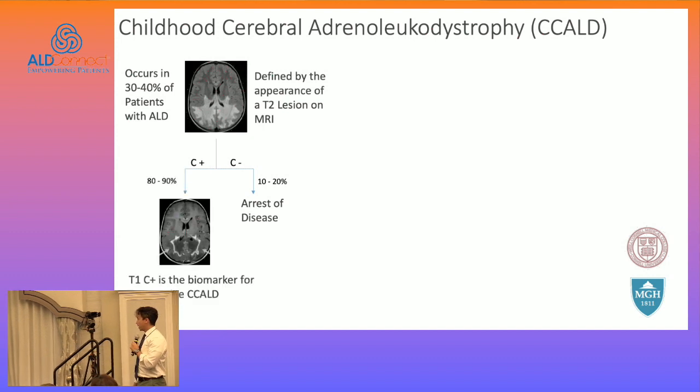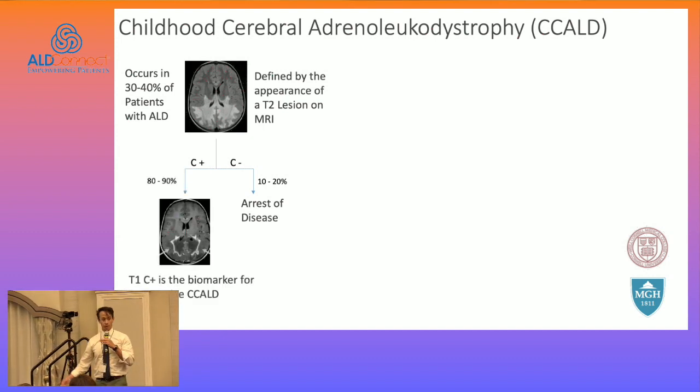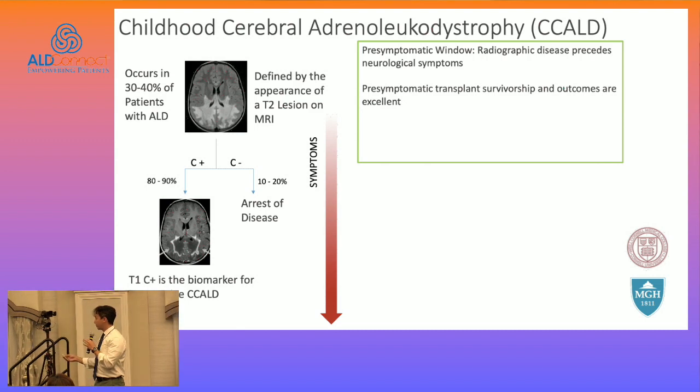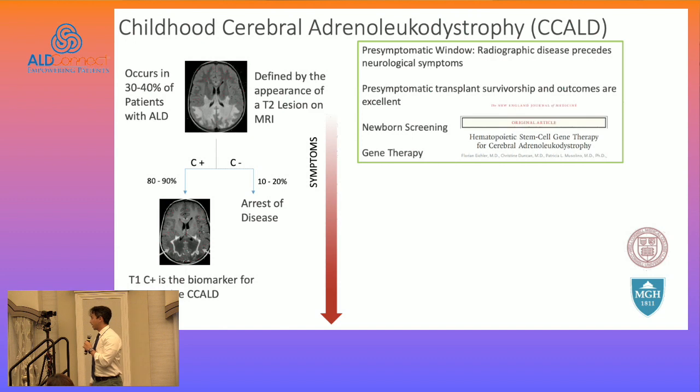This is versus the 80 to 90% who will generate some form of contrast enhancement. That is the marker for progressive disease, and these are the patients that are eligible for transplant. As it turns out, ALD and cerebral ALD is purely radiographic early on. And so there's some good news there. In the pre-symptomatic window, radiographic disease precedes neurologic symptoms. And if you can figure out who to transplant and you transplant them in the pre-symptomatic window, survivorship is excellent. And like I said, we live in the era of newborn screening and gene therapy.